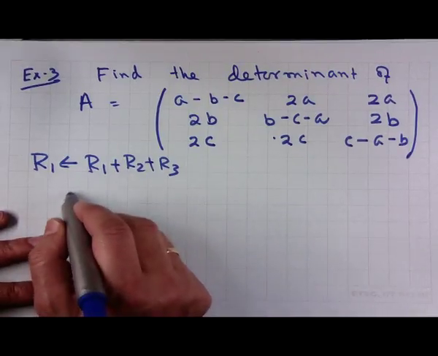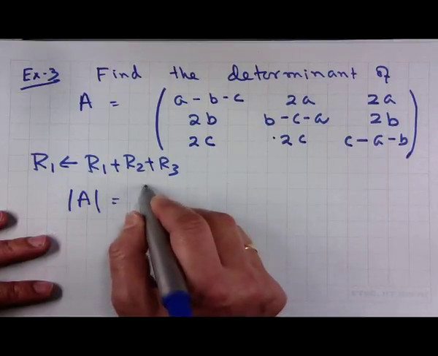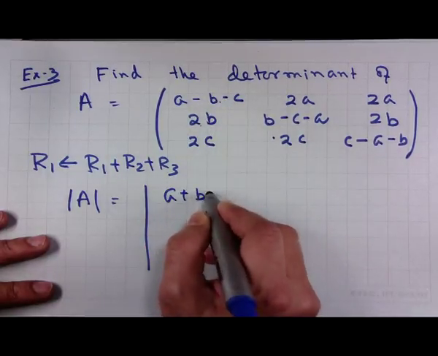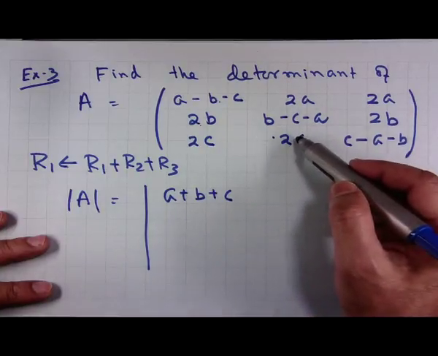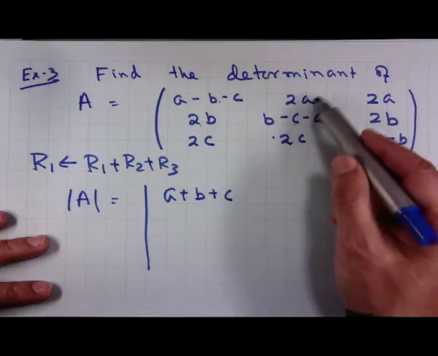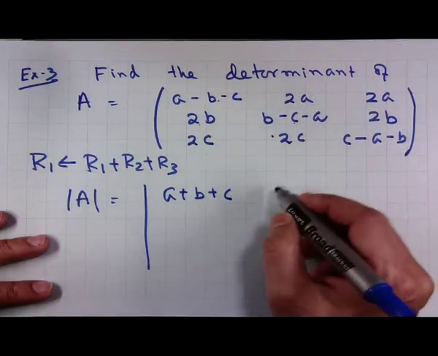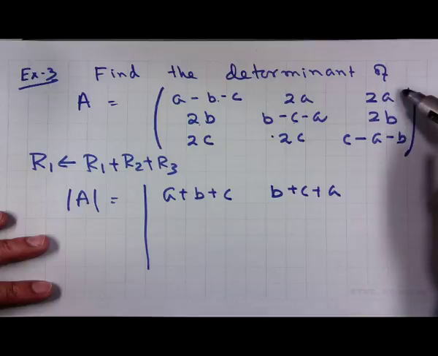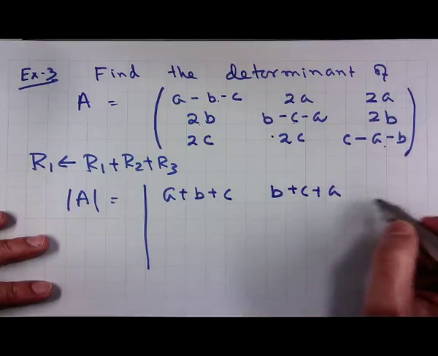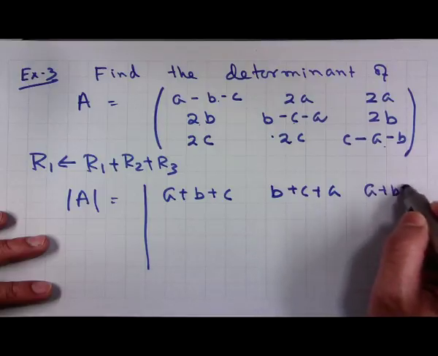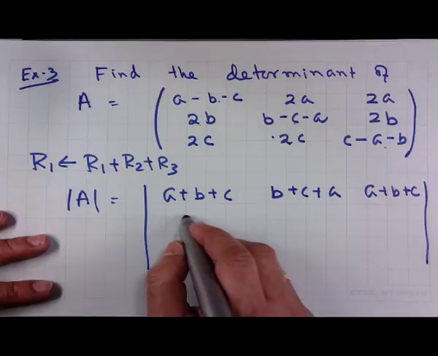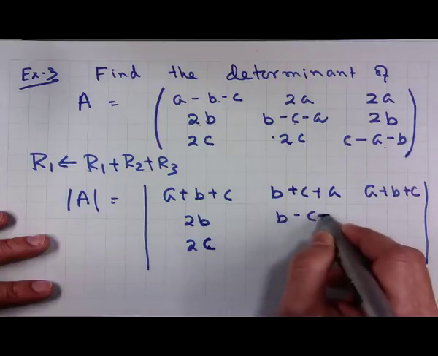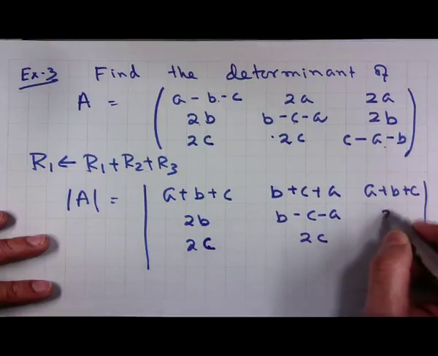Then we get the determinant of A is equal to the determinant of, as I add 2B and 2C, I get A plus B plus C. As I am adding B minus C minus A and 2C, I get B plus C plus A, and as I am adding 2B plus C minus A minus B, I am again getting A plus B plus C, and other rows remain as they are. So, this is the structure that I get.